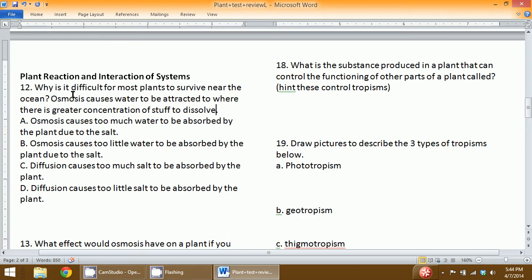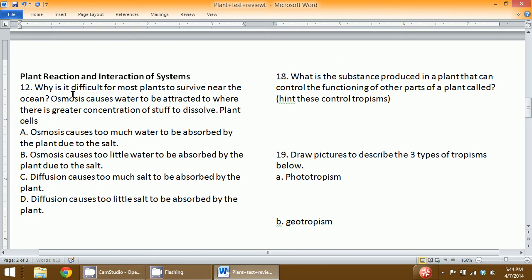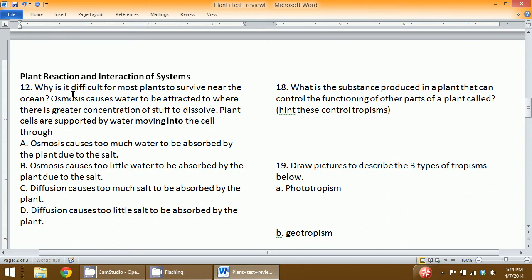Well, if the pure water is in the cell, that means that cell is about to lose some water. So plants don't like that. Plants are actually supported by the pressure of water pushing into their cells. Plant cells are supported by water moving into the cell through osmosis.